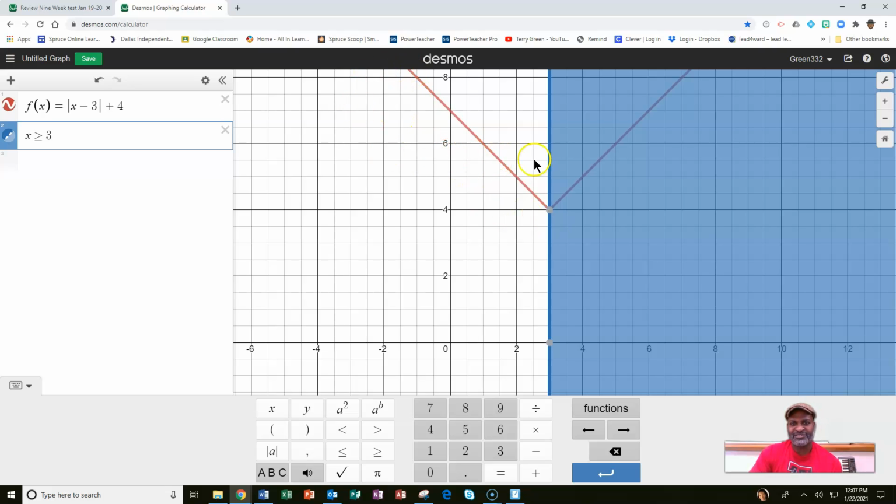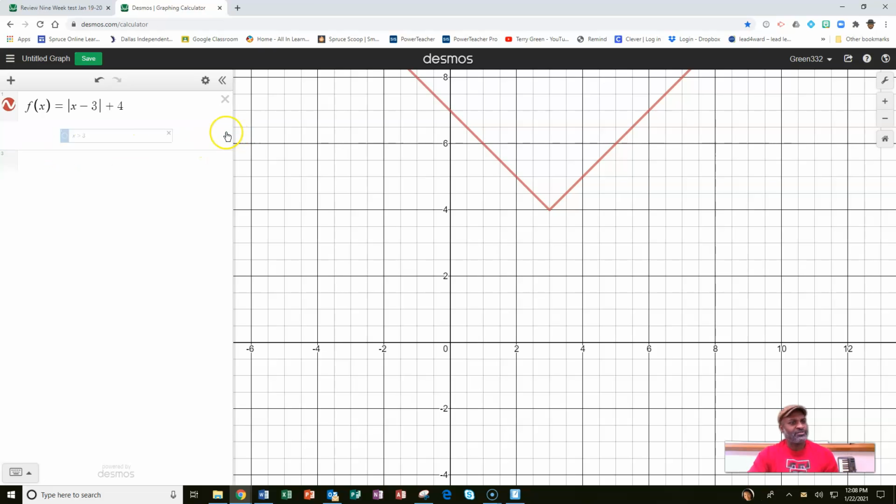It actually is the entire real number line, because if you go all the way to the left, the x values go all the way to the left and they go all the way to the right. So that doesn't work.